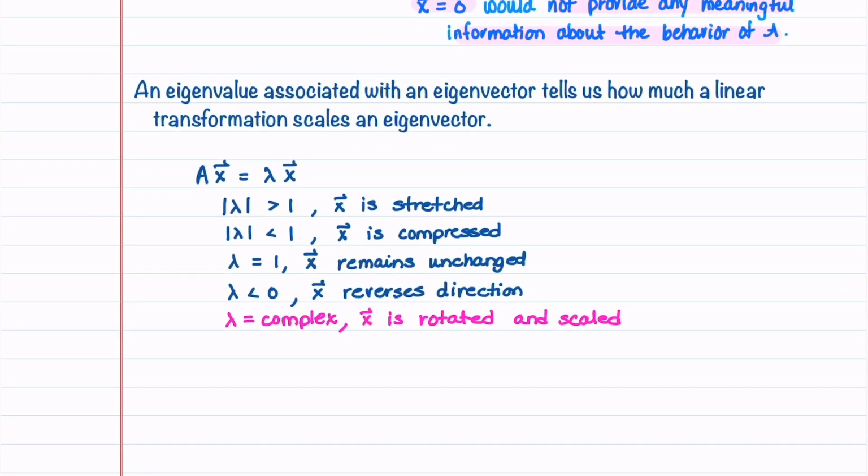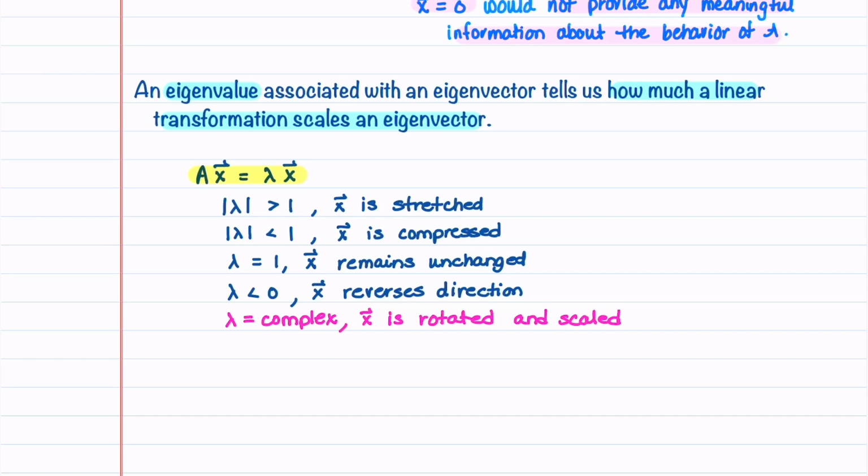Let's now talk about eigenvalues. An eigenvalue associated with a given eigenvector tells us how much a linear transformation scales an eigenvector. An eigenvalue is the scalar lambda in this equation.